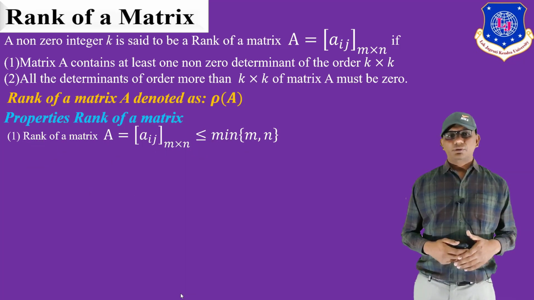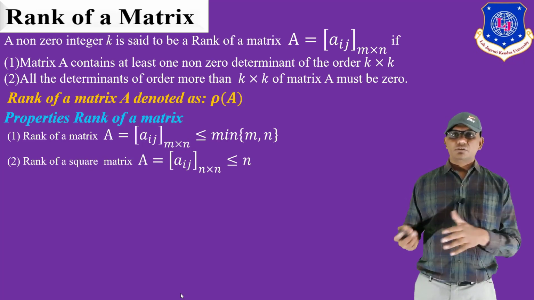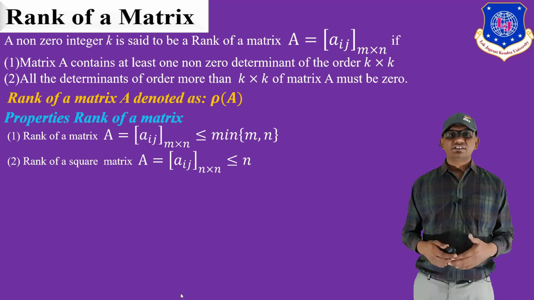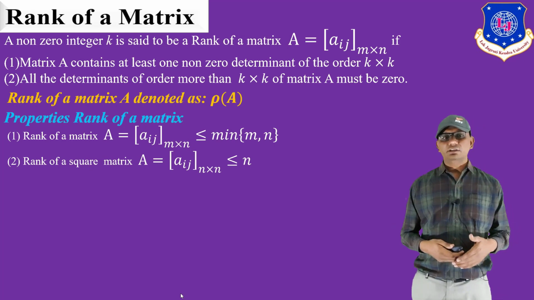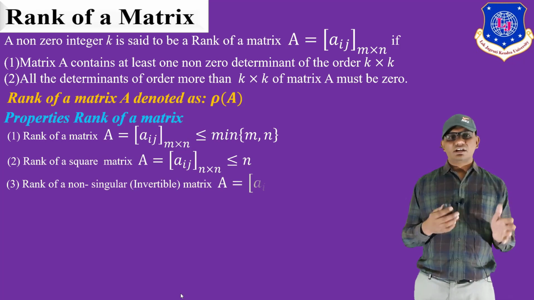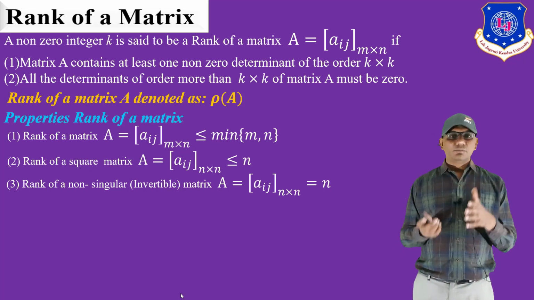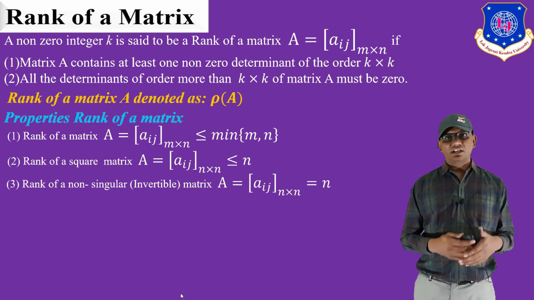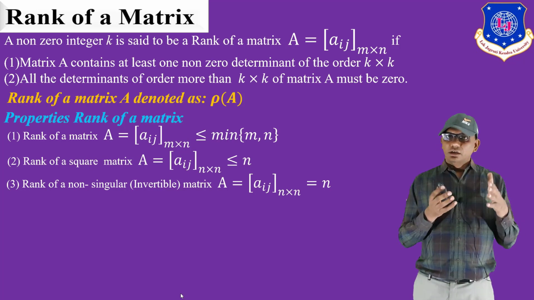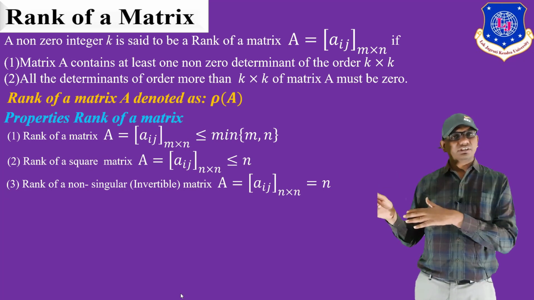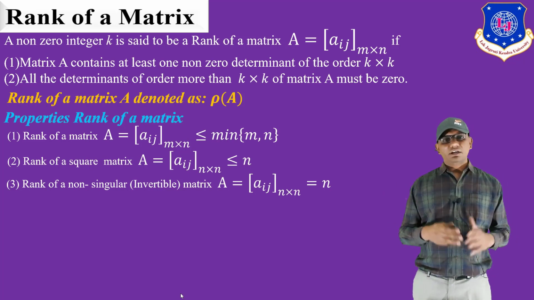Now we will see the second property of the rank. Rank of a square matrix A, n cross n. Here the number of rows and number of columns are the same, so we can say that the rank of a square matrix n cross n is less than or equal to n. And the third property is this: the rank of a non-singular matrix, that means an invertible matrix, is always n, because an invertible matrix is always a square matrix. But when the determinant of matrix A is not equal to 0, then the matrix is a non-singular matrix or invertible matrix.